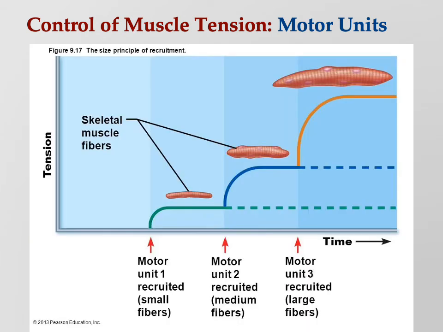So here you can see, just to try to show, motor unit 1 recruited, small fibers. If that doesn't do the job, then go ahead and get motor unit 2, medium fibers, and if that still doesn't do the job, go to motor unit 3. Eventually you get enough force to do what you're trying to do.